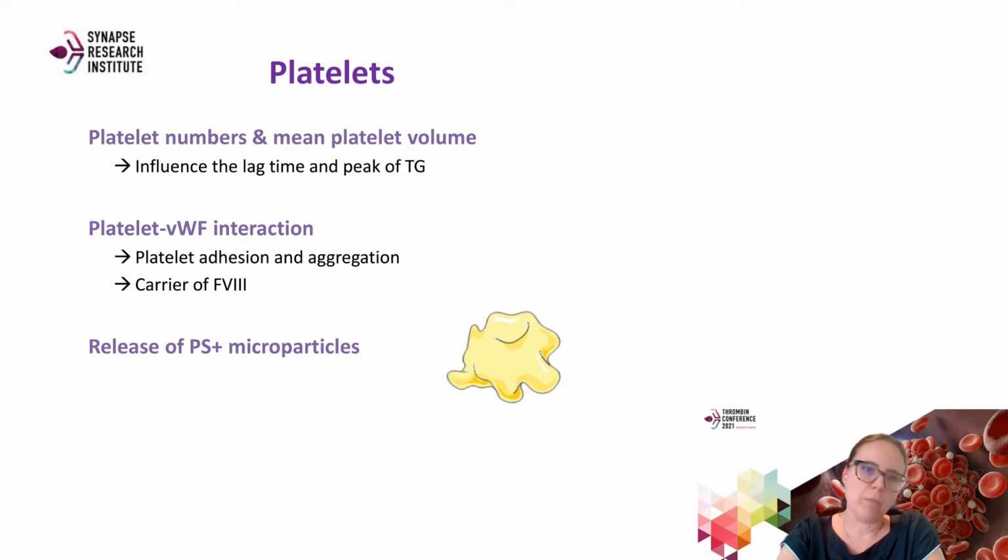Additionally, platelets can interact with von Willebrand factor. There are two ways in which von Willebrand factor influences thrombin generation. It is a carrier for factor 8, and hereby it brings factor 8 to the site of injury. Additionally, the interaction of von Willebrand factor with platelets induces platelet adhesion and aggregation. And the thrombin generation in the presence of platelets is also sensitive to the activation status of von Willebrand factor. And finally, platelets are able to release microparticles which are PS positive, and this enhances thrombin generation.